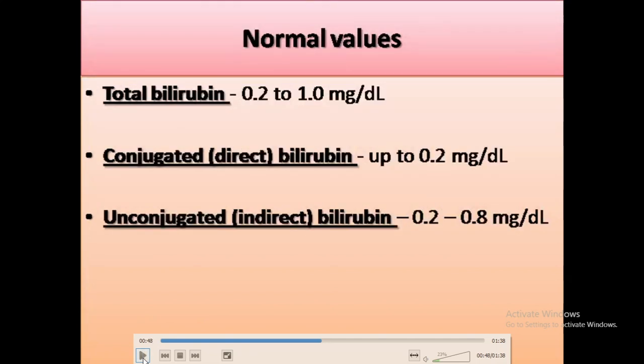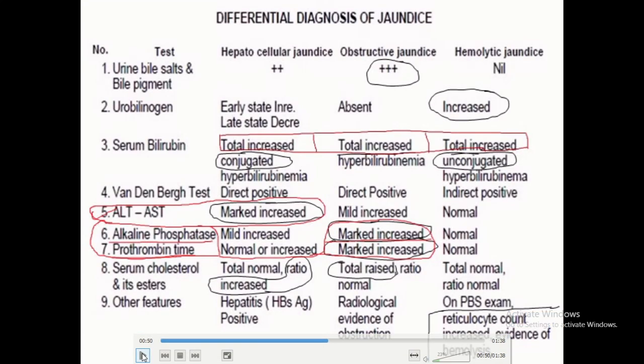So, to conclude, normal values of bilirubin: total bilirubin is 0.2 to 1 milligram per deciliter, conjugated or direct is up to 0.2 milligram per deciliter and unconjugated is 0.2 to 0.8 milligram per deciliter. Now, how to differentiate between prehepatic, hepatic and post-hepatic types.